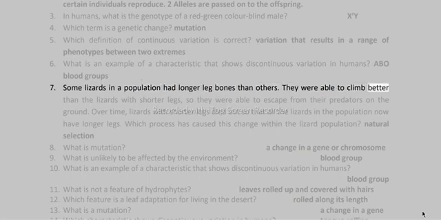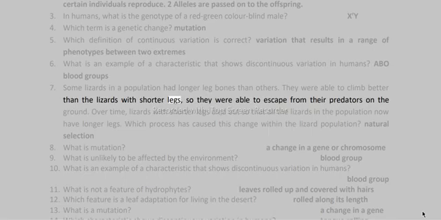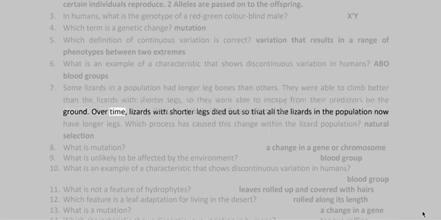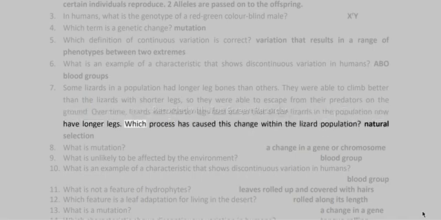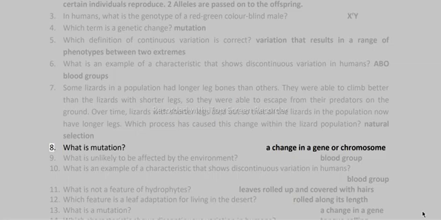7. Some lizards in a population had longer leg bones than others. They were able to climb better than the lizards with shorter legs, so they were able to escape from their predators on the ground. Over time, lizards with shorter legs died out so that all the lizards in the population now have longer legs. Which process has caused this change within the lizard population? Natural selection. 8. What is mutation? A change in a gene or chromosome.